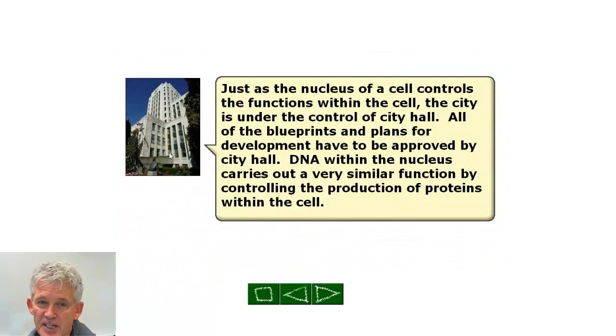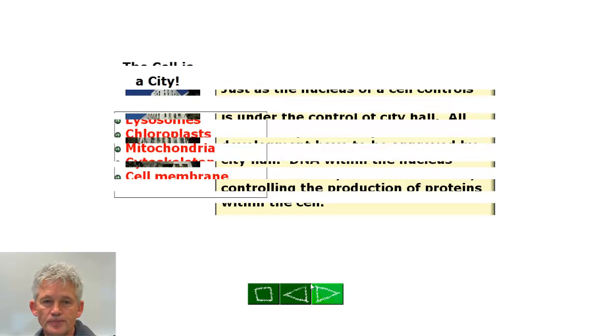Every city has a city hall. And just as the nucleus of a cell controls the functions within the cell, a city is under the control of City Hall. All of the blueprints and plans for development have to be approved by City Hall. DNA within the nucleus carries out a very similar function by controlling the production of proteins within the cell.